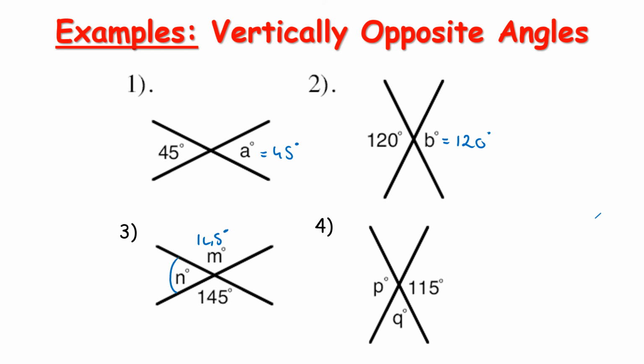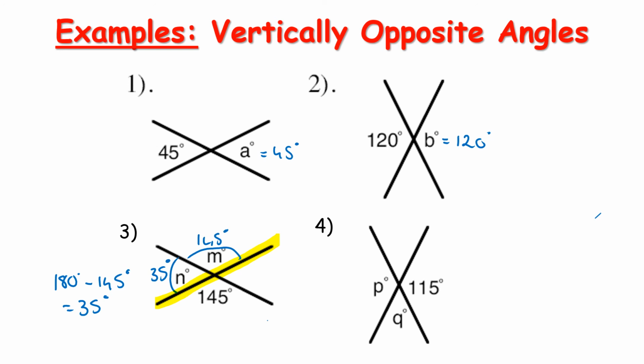And how we're going to do that is we're going to use the straight line. And this is our straight line here. Remember, straight lines add up to 180. I know that this piece is 145, so I have 180 degrees minus 145 degrees, and that equals 35 degrees, which gives us N. So sometimes students find that bit a little bit challenging, but remember that's not vertically opposite, that's looking at angles on a straight line.